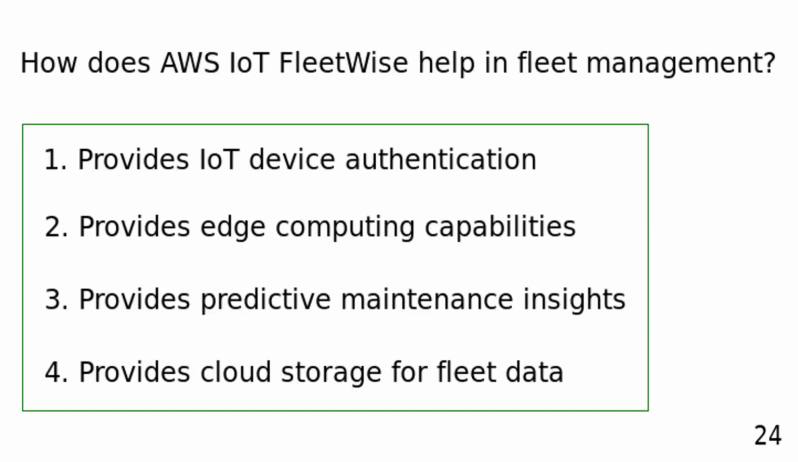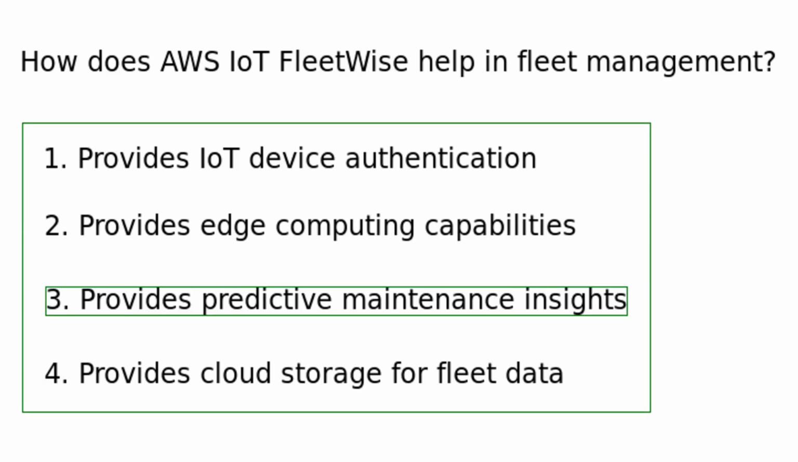How does AWS IoT FleetWise help in fleet management? Provides IoT device authentication. Provides edge computing capabilities. Provides predictive maintenance insights. Provides cloud storage for fleet data. AWS IoT FleetWise provides predictive maintenance insights by analyzing IoT device data.